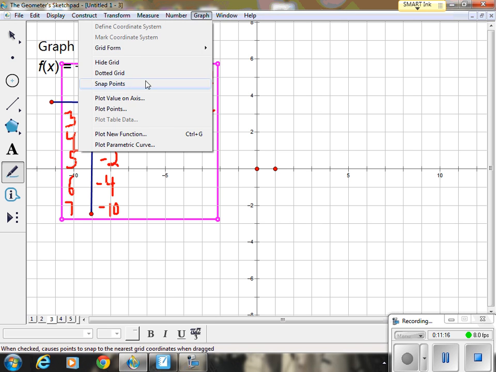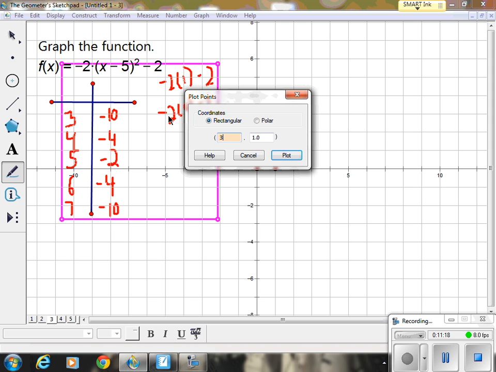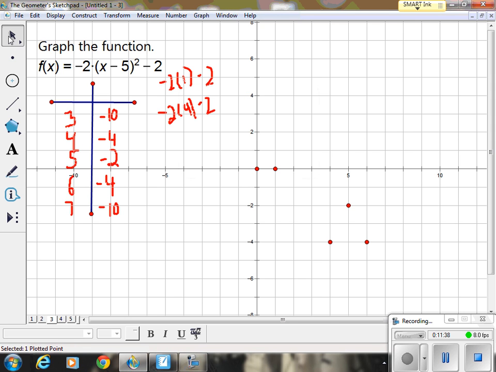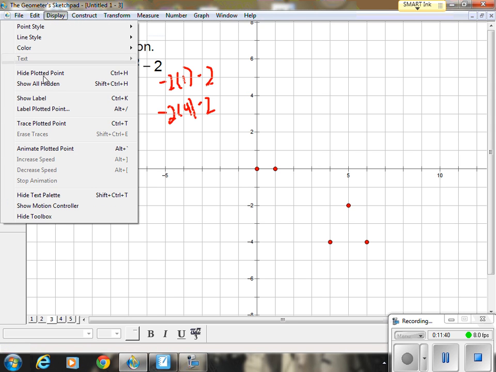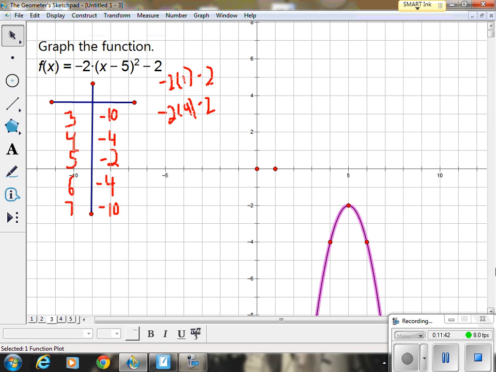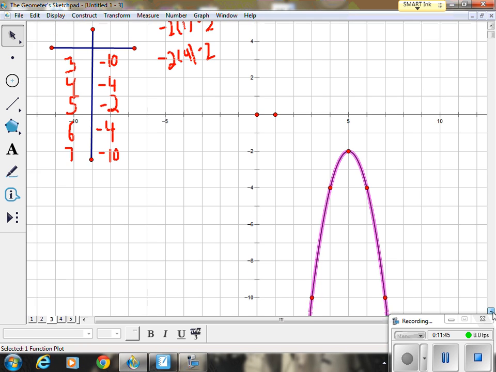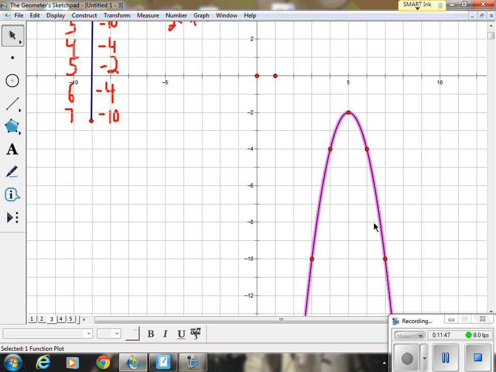Now let's plot our points. (3, negative 10). (4, negative 4). (5, negative 2). (6, negative 4). (7, negative 10). And then we show our parabola. And it connected quite nicely. I see that U-shaped function.